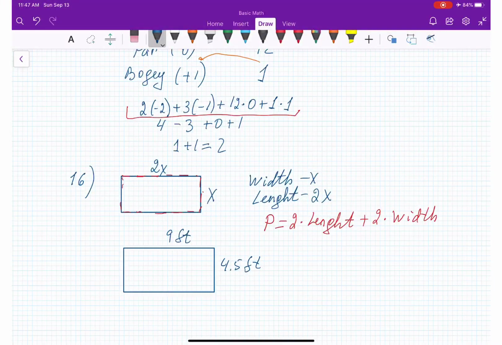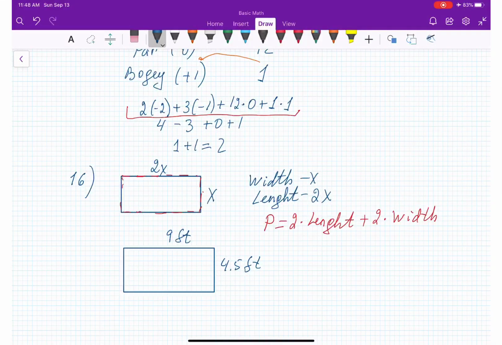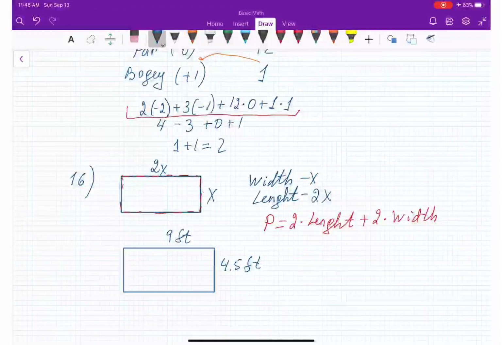So let's read the problem one more time. A rectangular table is twice as long as it is wide. What is the perimeter of a table that measures 4.5 feet by 9 feet? So, what are we going to do first? First, we are going to find out the perimeter for this rectangle.